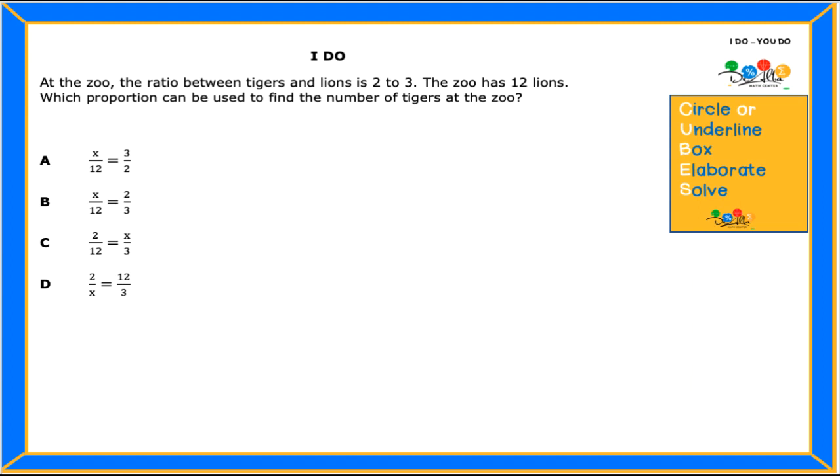Hello students, let's read. At the zoo, the ratio between tigers and lions is 2 to 3. The zoo has 12 lions. Which proportion can be used to find the number of tigers at the zoo?